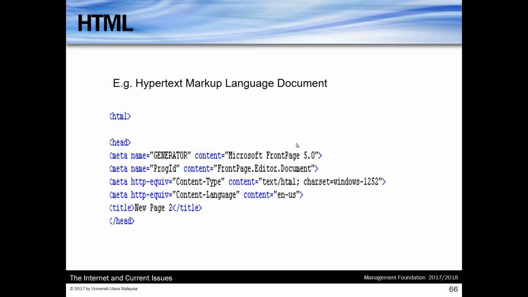This is an example of a hypertext markup language document. You can see the code over there: HTML in brackets, then head, which consists of meta name and title. There is an opening and a closing tag. Similarly for the head, this is the start tag and this is the end tag. So this is the example.